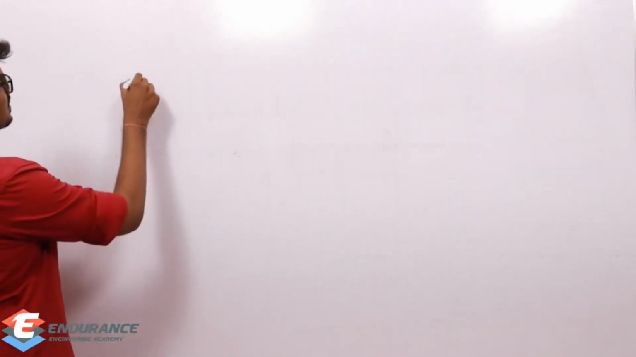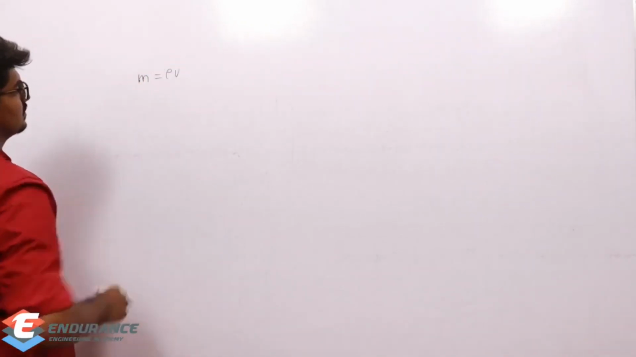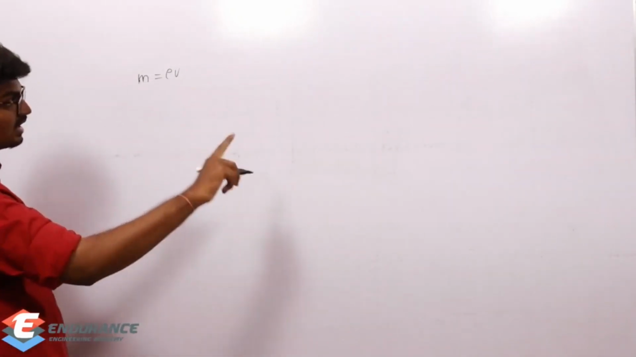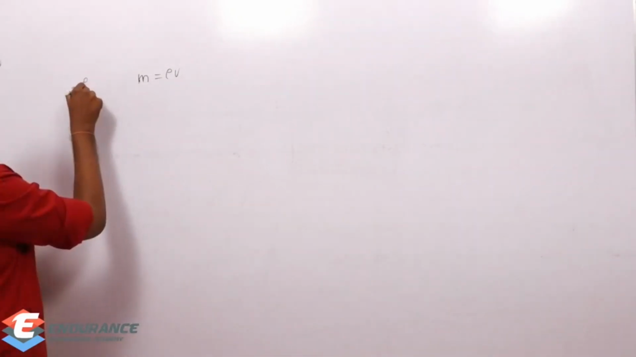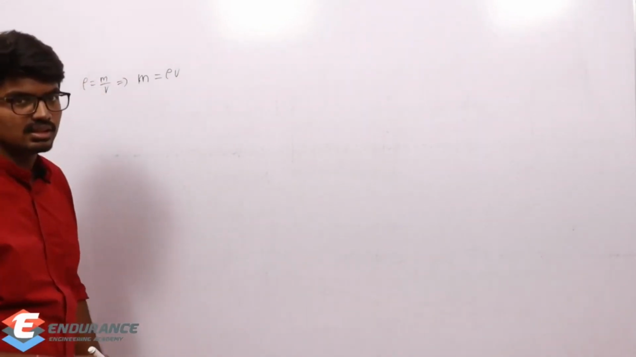So now let us understand what is meant by centroid. Listen, we know mass is equal to density into volume, because we know that density is equal to mass by volume. So since density is equal to mass by volume, I can write mass as density into volume.